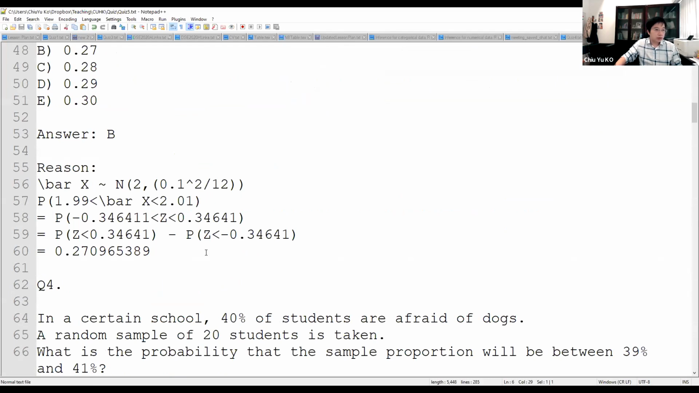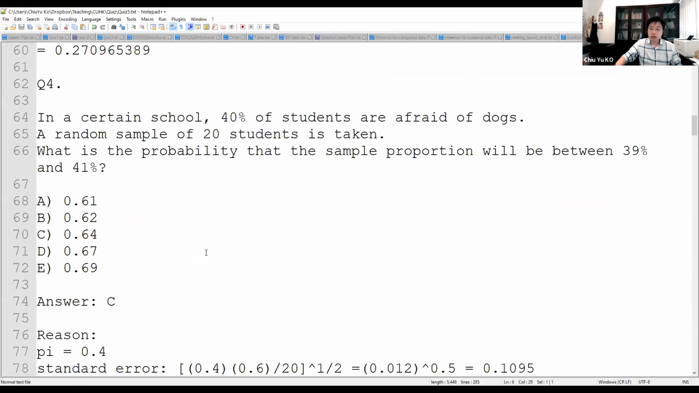So the next question is about proportion. It says that 40% of students are afraid of dogs. And you take n. First, you see that n is 40. Sorry. The population proportion pi is 0.4.